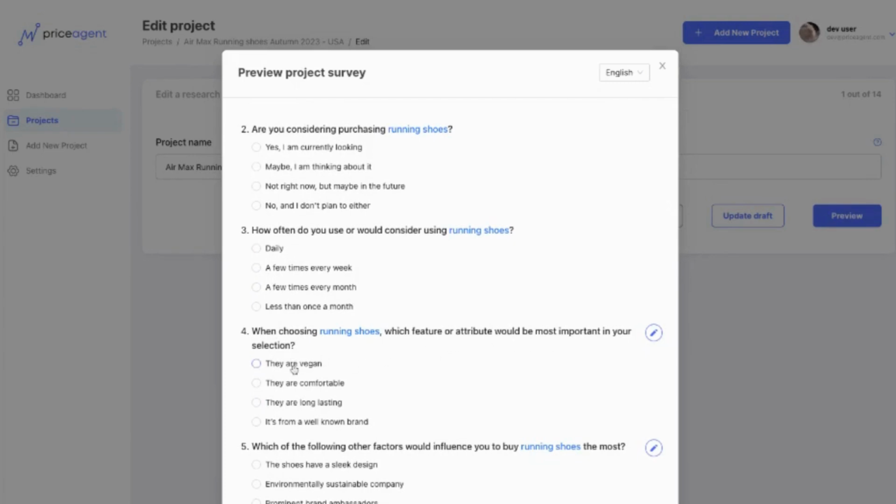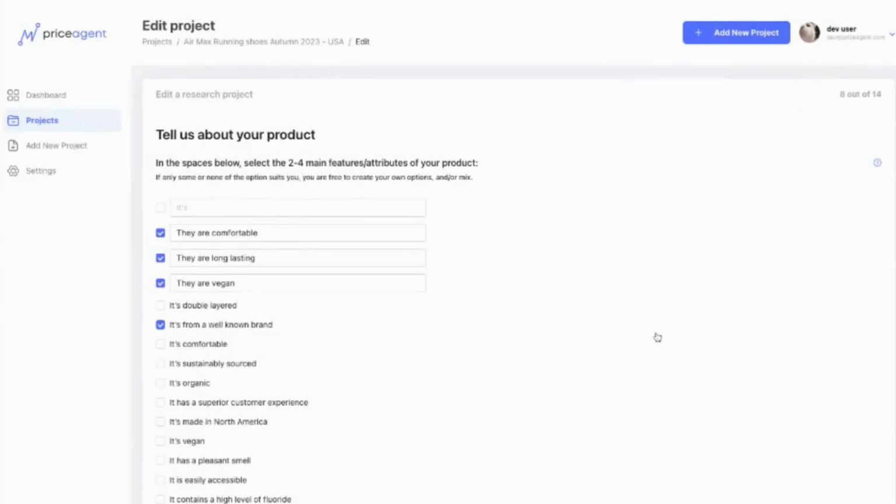When choosing, choose which feature or attribute would be most important in your selection. Here I've written down they are vegan, they are comfortable, they are long-lasting, it's from a well-known brand. If I want to change that, that's no problem. And this right now is a little bit tricky because I have to untick it again and then tick it again. They are very cool. Yeah, you probably don't want to ask that, but now I've updated it and you see that question updated.